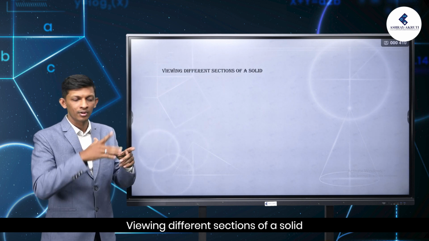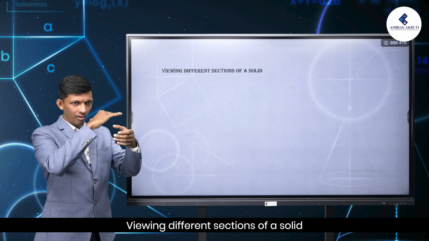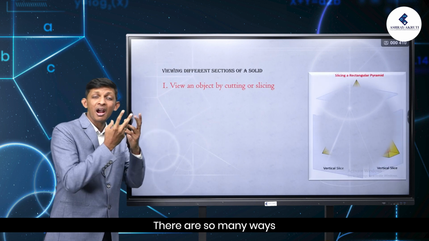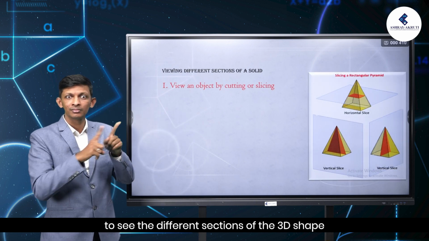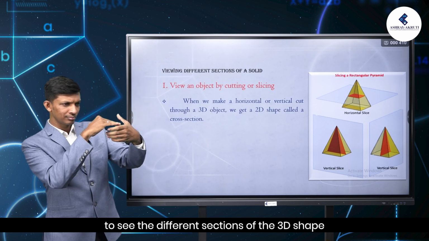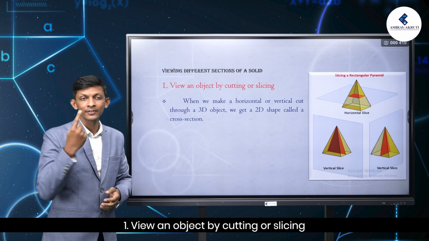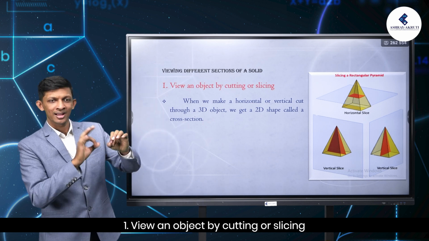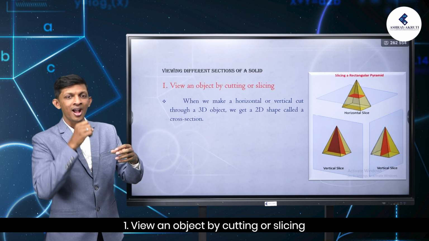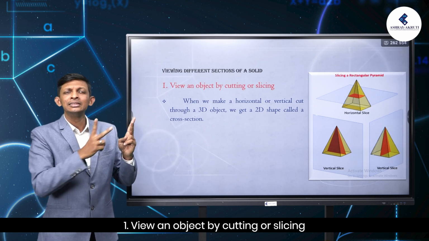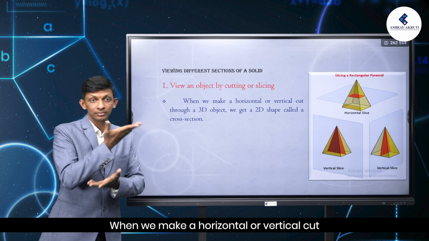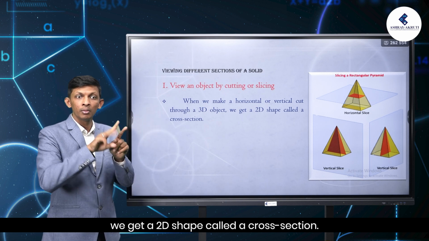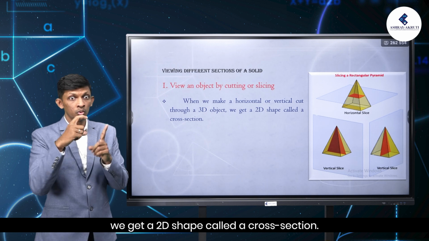Viewing different sections of a solid. There are so many ways to see the different sections of a 3D shape. First one. View an object by cutting or slicing. When we make a horizontal or vertical cut through a 3D object, we get a 2D shape called a cross section.